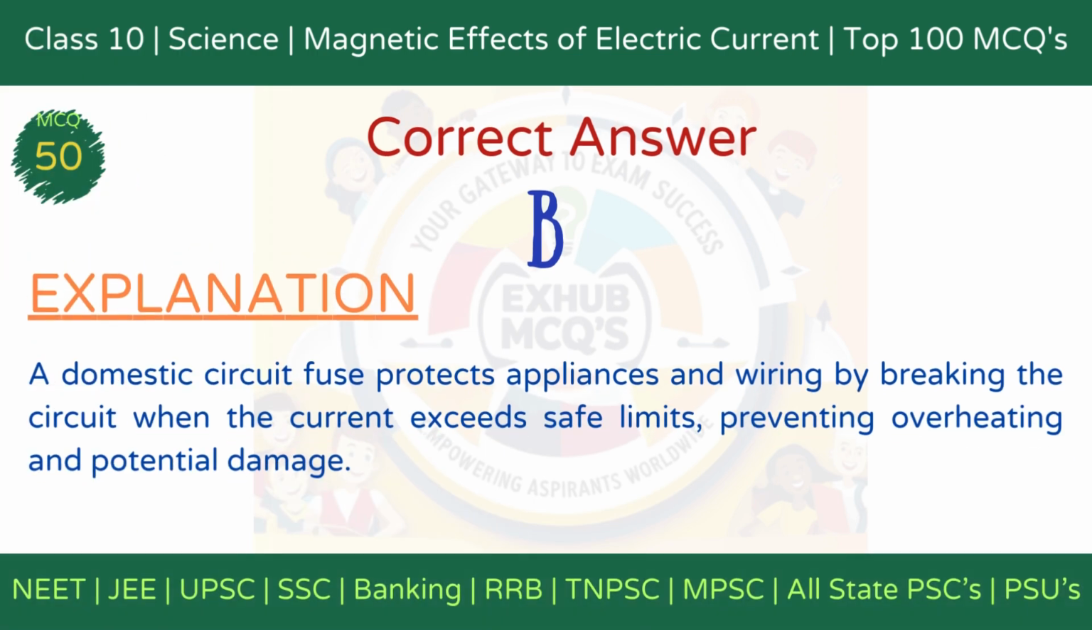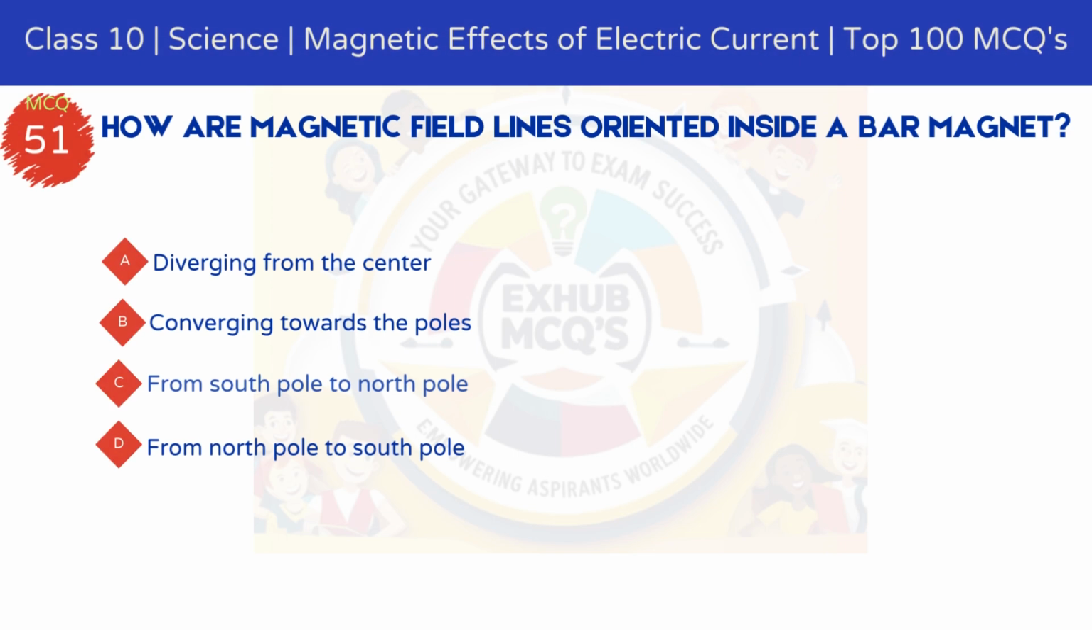The correct answer is option B, to protect appliances from overcurrent. Explanation: a domestic circuit fuse protects appliances and wiring by breaking the circuit when the current exceeds safe limits, preventing overheating and potential damage.